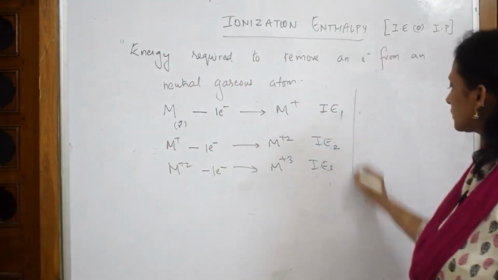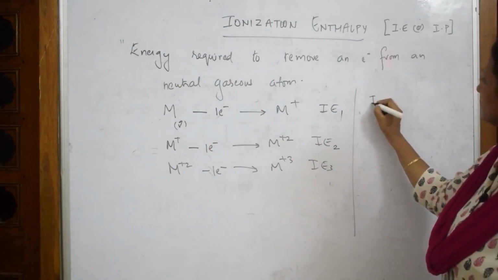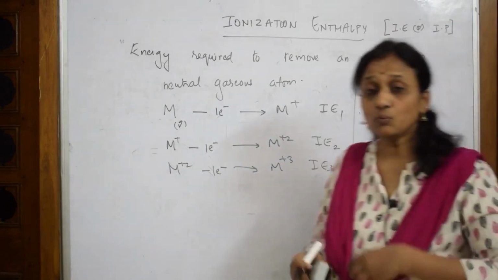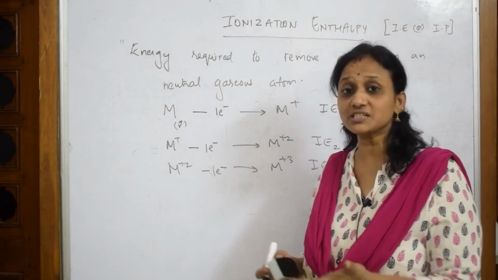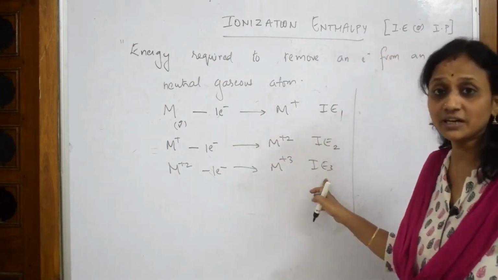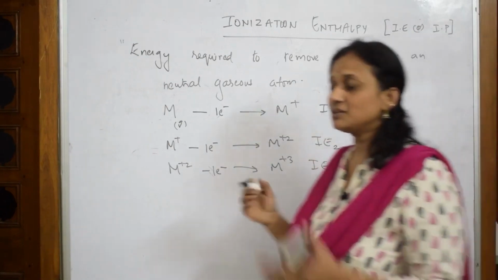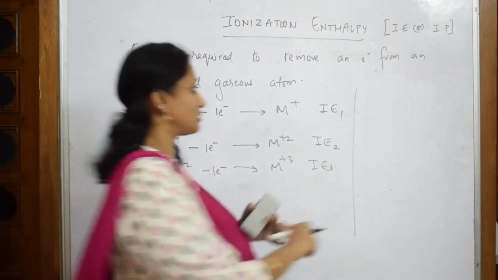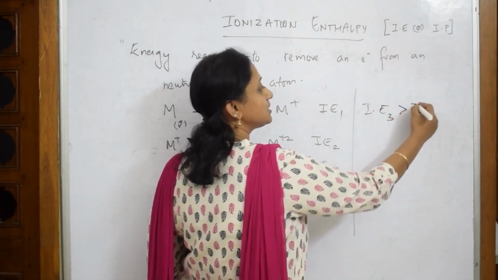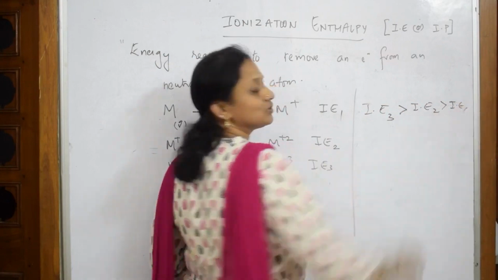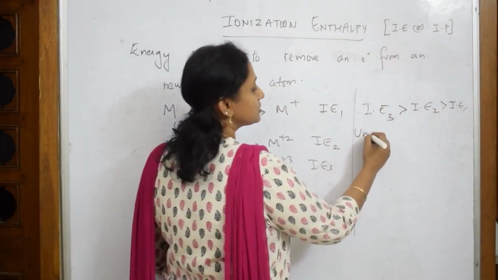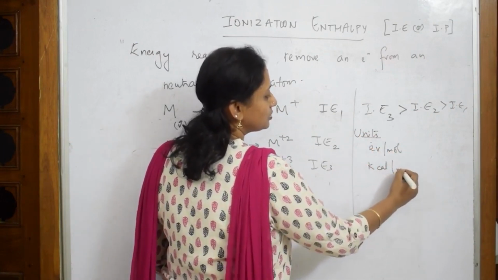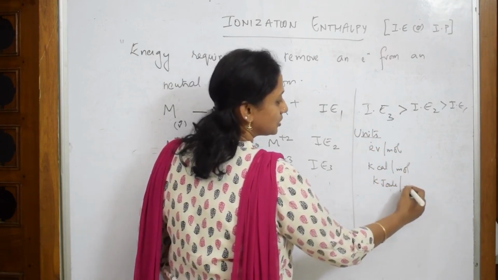Now, according to the sequence, is IE1 greater? More and more you need to remove an electron from the ion, which is difficult. Smaller the size, more and more smaller it's becoming, it's very difficult to take out the electron. So remember, IE3 values are greater than IE2 values, which are greater than IE1 values. What is the unit for measuring this? You can measure ionization enthalpy as electron volt per mole, kilocalorie per mole, or kilojoule per mole. These are the units.